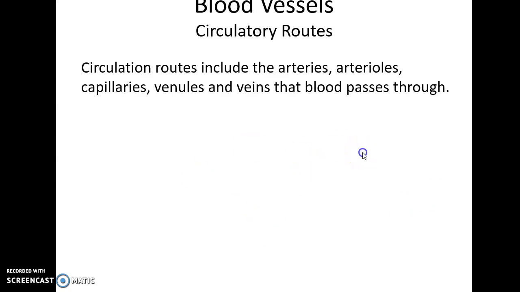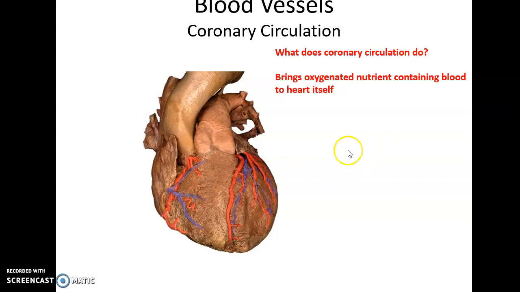throughout the body. First up is coronary circulation, which we had talked about when we talked about the heart in Chapter 19. It is a series of arteries that are bringing blood to the heart itself, oxygen and nutrients to keep the heart alive, and then the veins that carry it back to the right atrium.